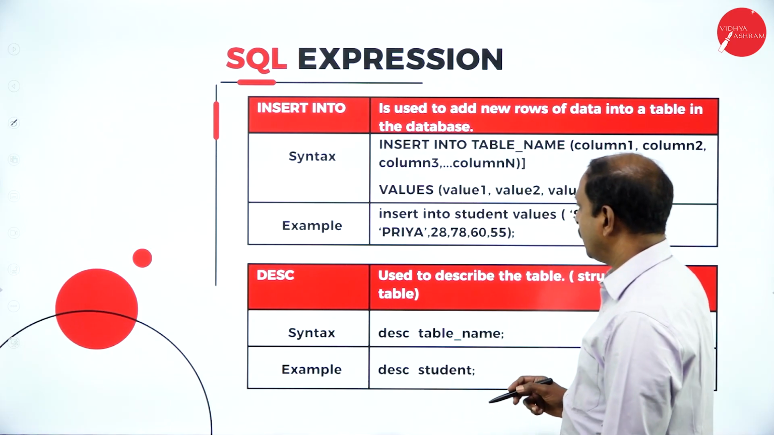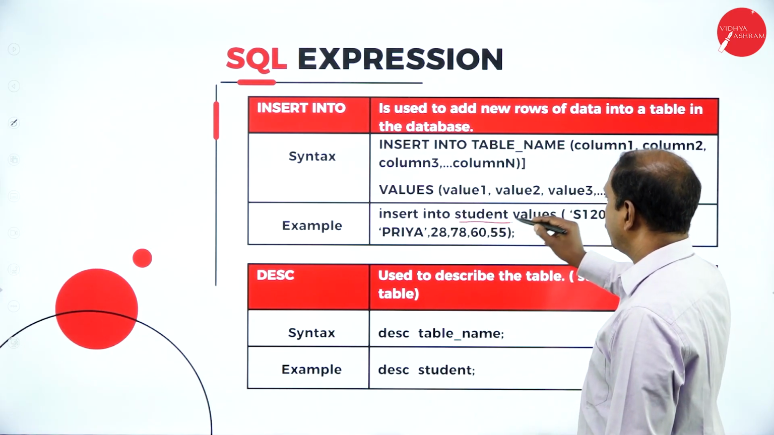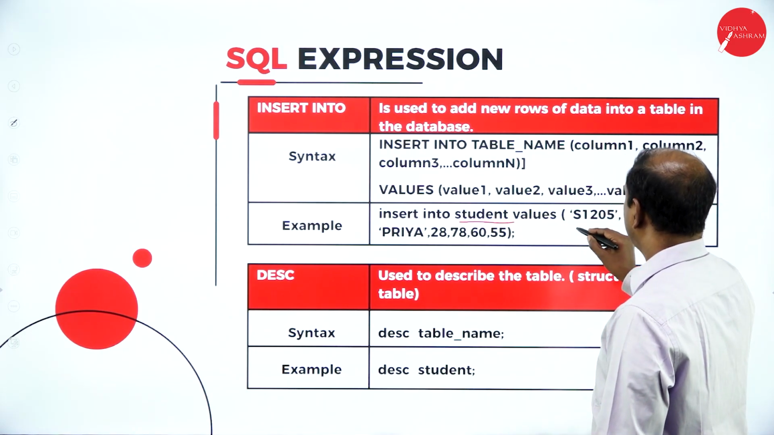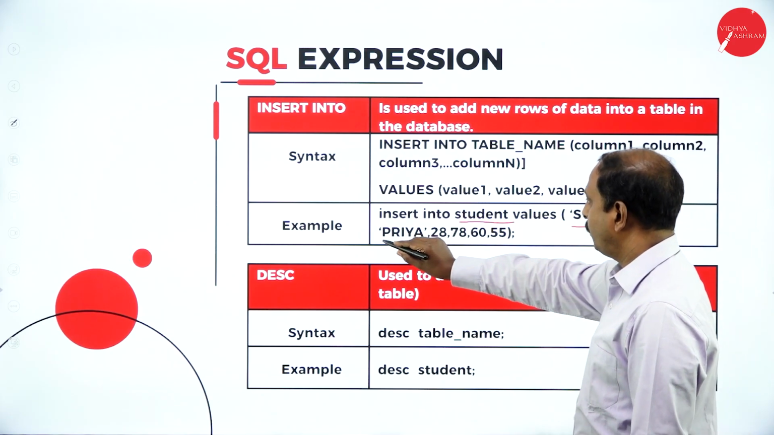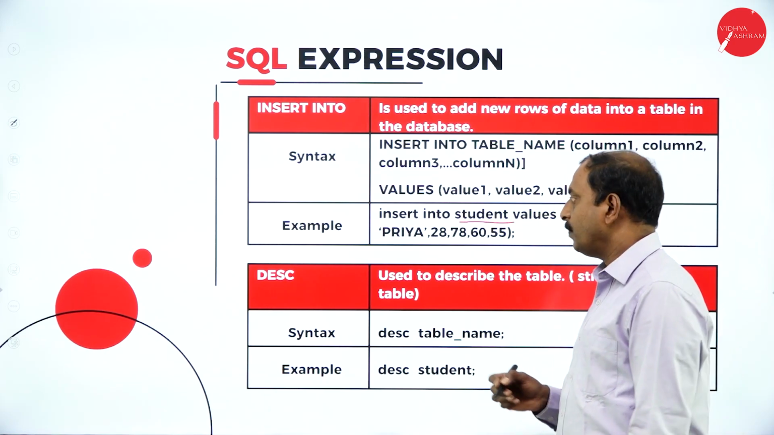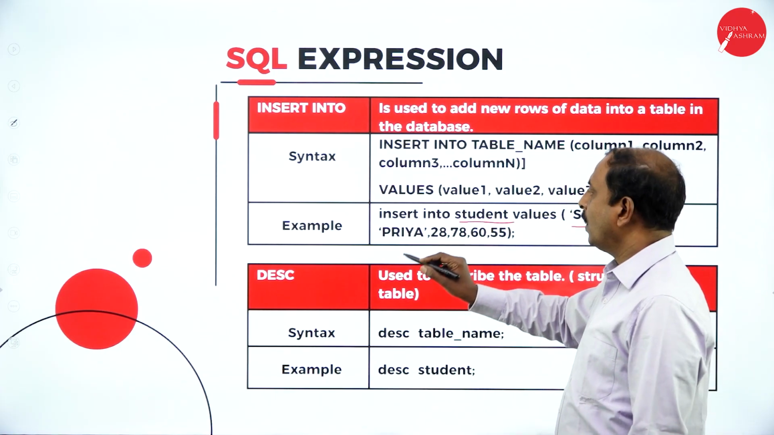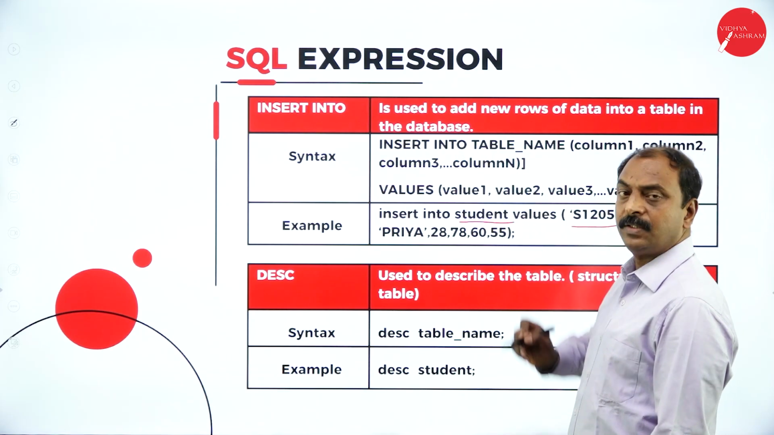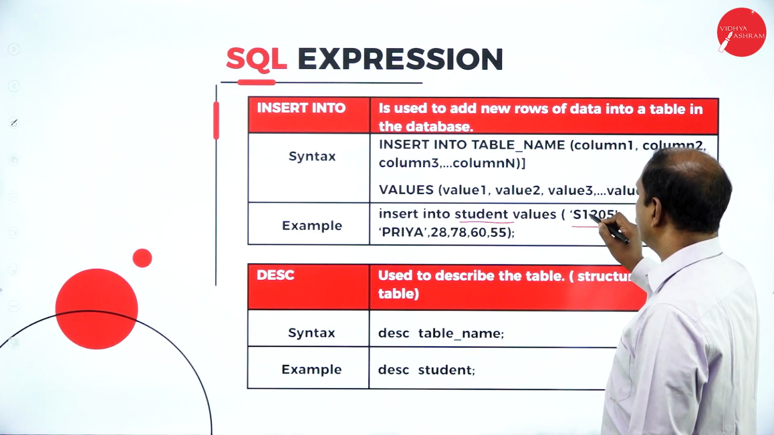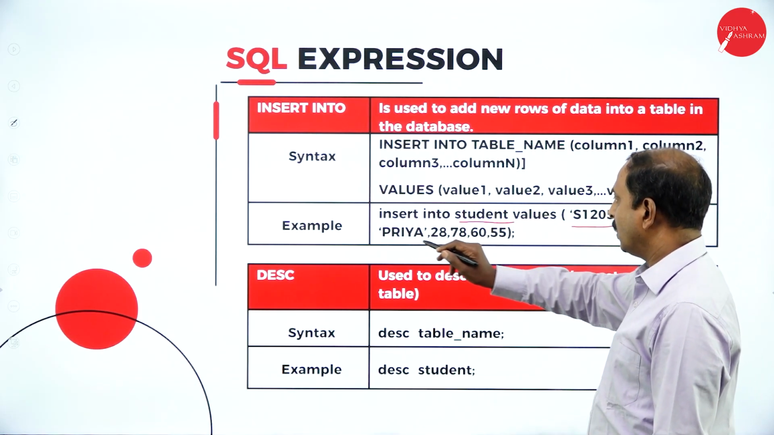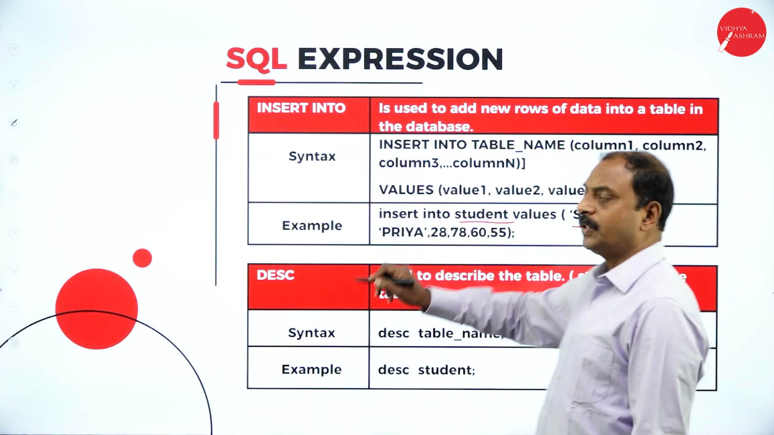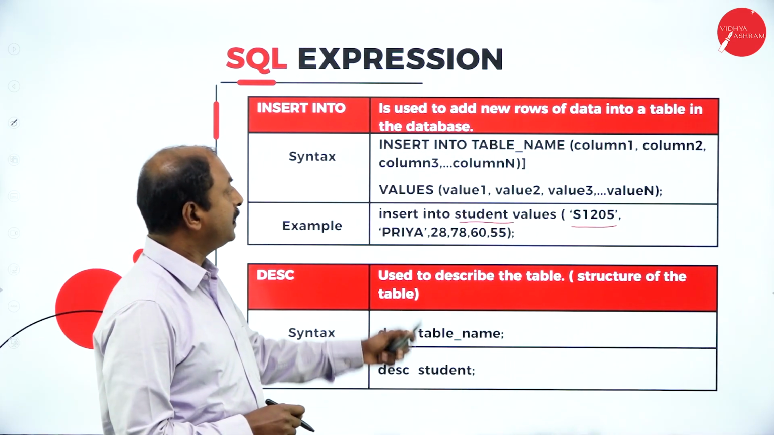Now look at the example here. Insert into student. Student is the table name and values, what values we are entering to the particular fields. These are the values: 1205, Priya, 28, 78, 60 and 55. So with the help of this, we are going to insert one particular record into the table we have created. Accordingly, the first value will be stored in first column, second column, third, fourth, fifth and sixth column. So all the data will be stored in the table accordingly in the same order.